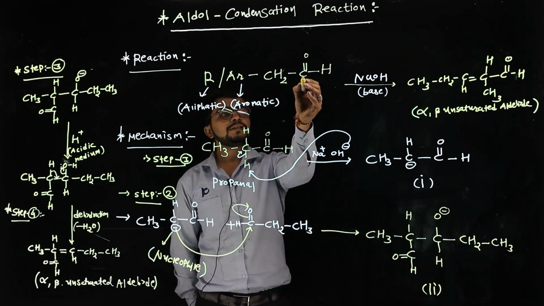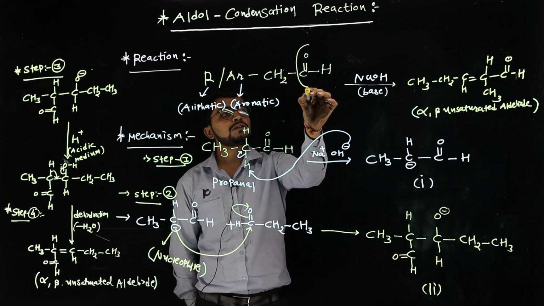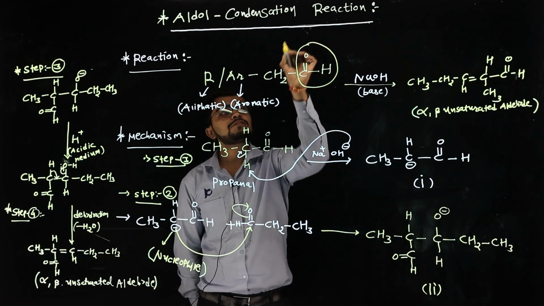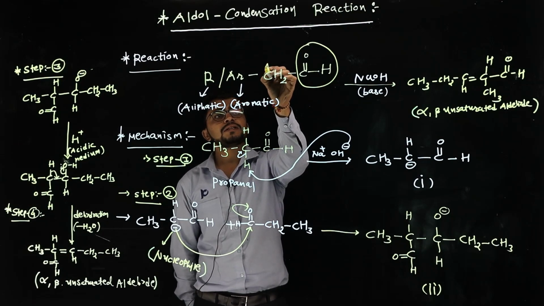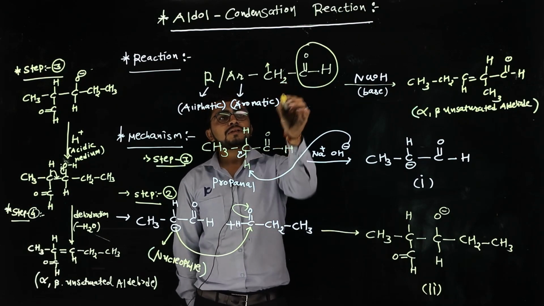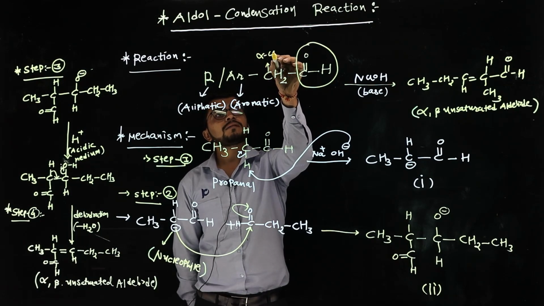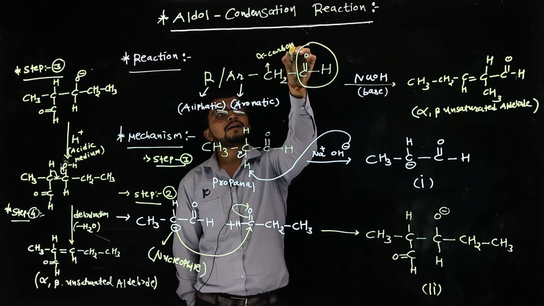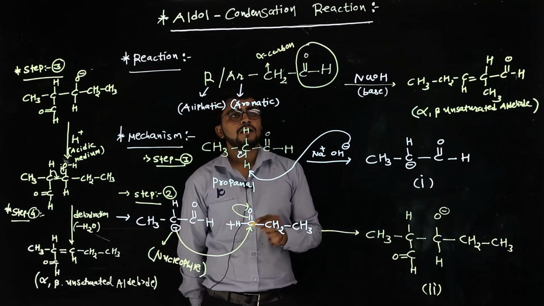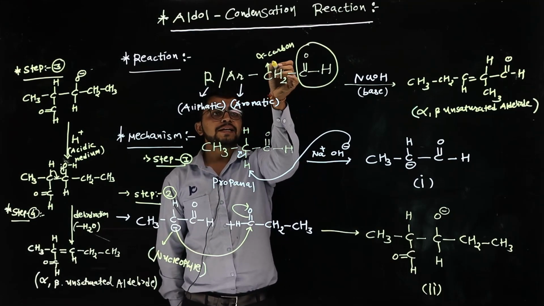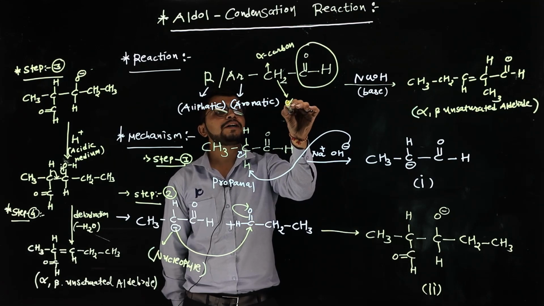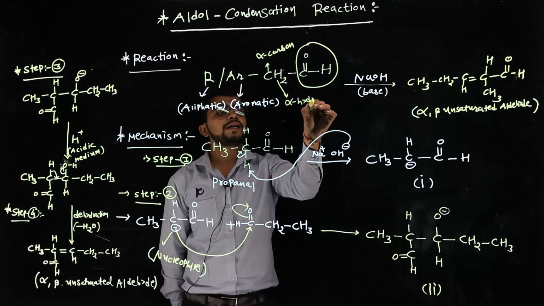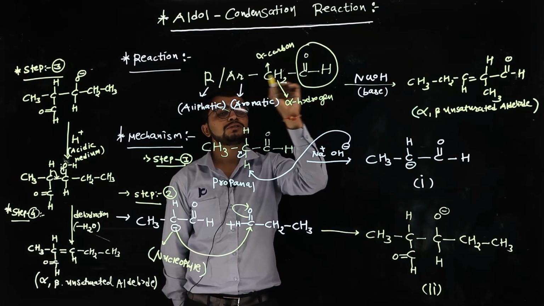See, this is the aldehyde functional group. The adjacent carbon is called the alpha carbon. There are two hydrogens attached to this carbon, and they are called alpha hydrogens.